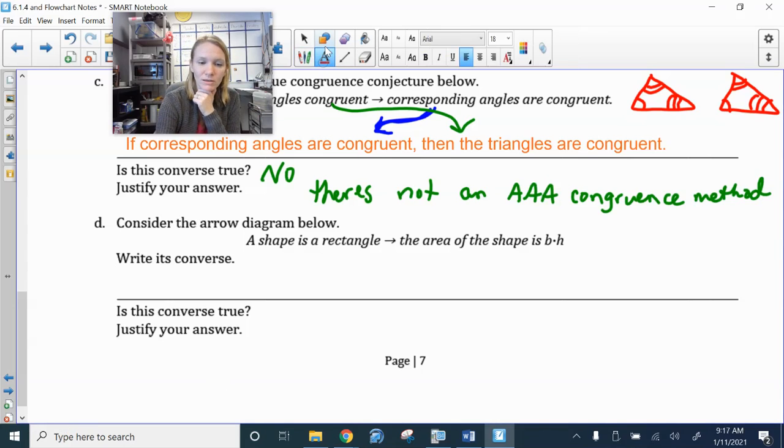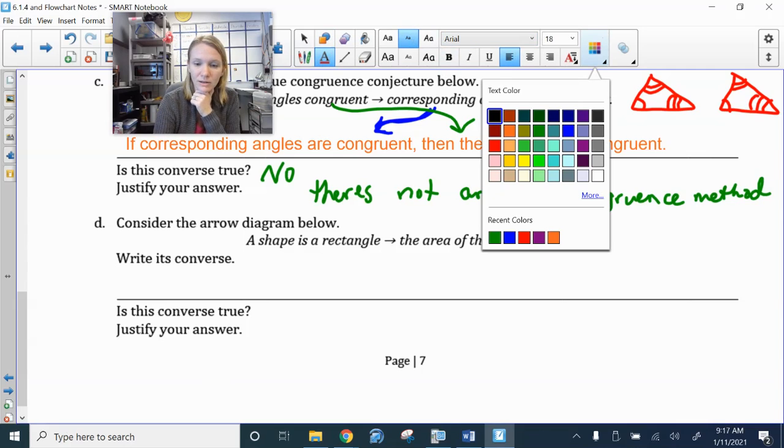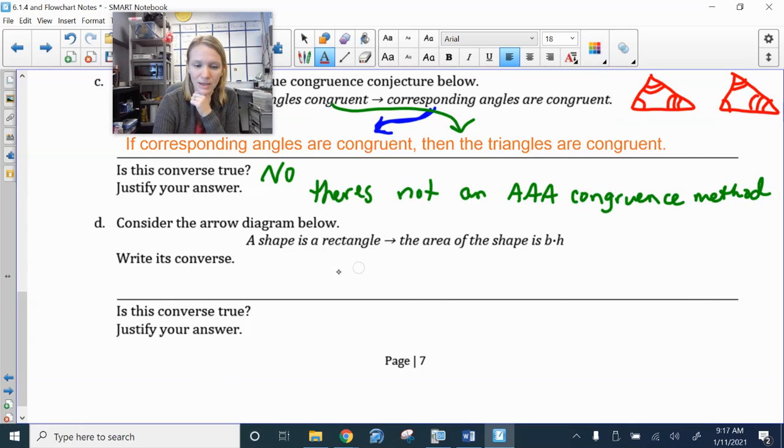So to start with, let's see here. What color should I use now? I know, I'm going to use pink. Why not?